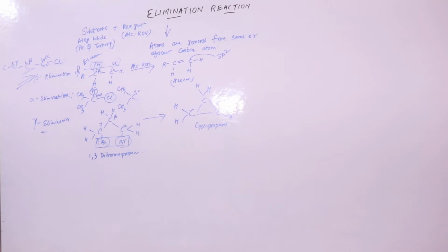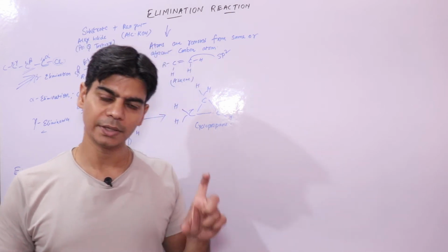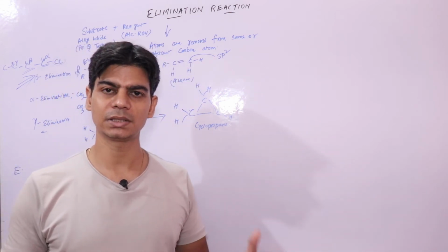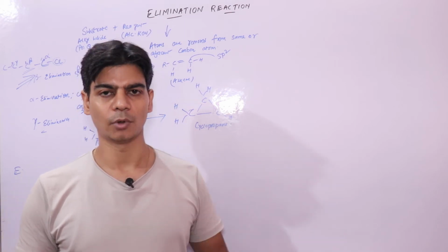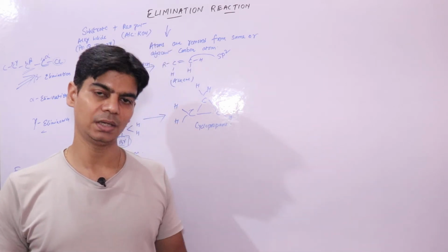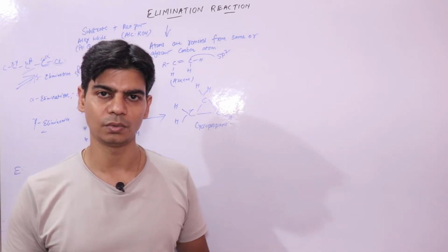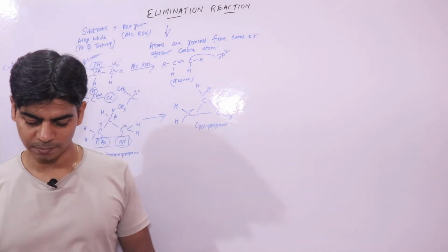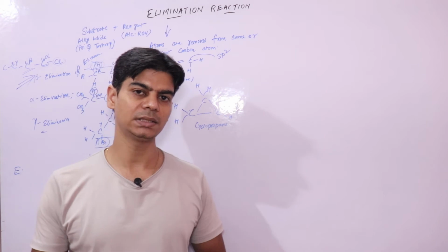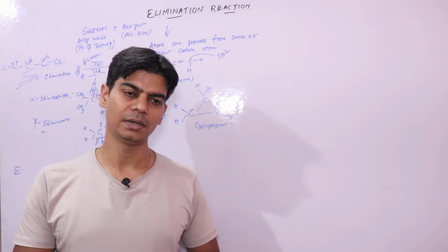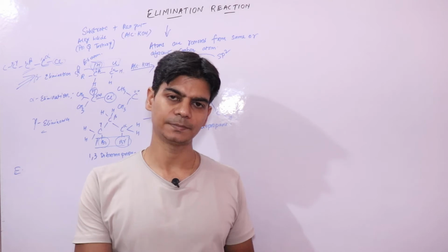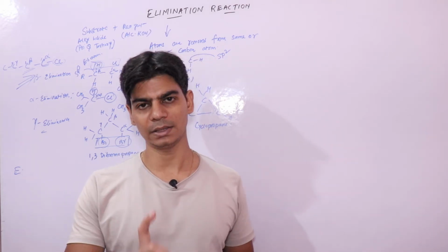Now elimination reactions are of two types, E1 and E2. Here in E1, E stands for elimination, 1 stands for unimolecular, that is, an elimination reaction that depends on one molecule only. That is, the rate of reaction depends on one molecule only. When we say E2, that means a bimolecular reaction, that is, its molecularity is 2. That means the rate of reaction depends on two molecules, the substrate and the reagent.